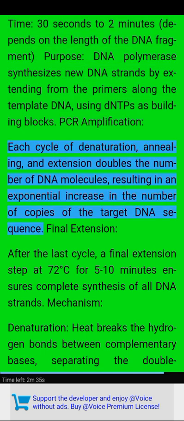PCR amplification. Each cycle of denaturation, annealing, and extension doubles the number of DNA molecules, resulting in an exponential increase in the number of copies of the target DNA sequence. Final extension. After the last cycle, a final extension step at 72 degrees Celsius for 5 to 10 minutes ensures complete synthesis of all DNA strands.